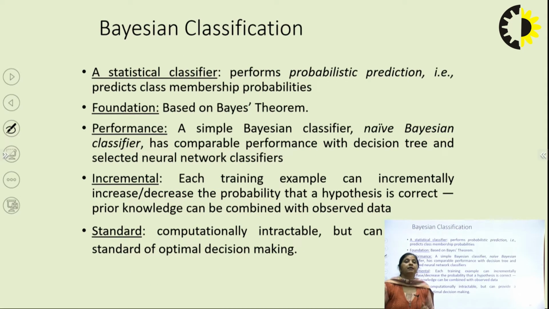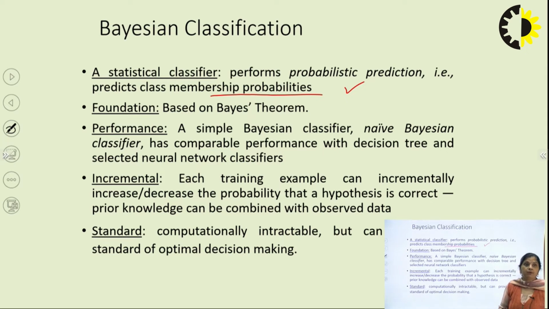Now, the second is our Bayesian classifier. So, now we will discuss Bayesian classification. These are a few important properties of Bayesian classification. The Bayesian classifier is a statistical classifier. It performs probabilistic prediction, that is, it predicts class membership probabilities. It is based on the Bayes theorem. A simple Bayesian classifier has comparable performance with decision tree and even neural network classifiers.